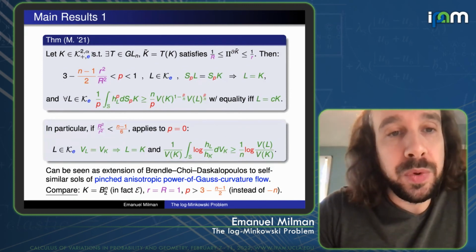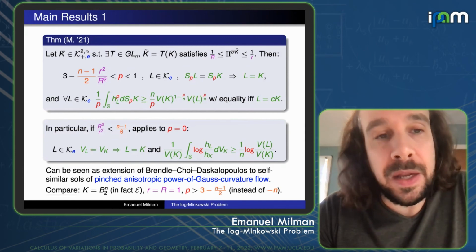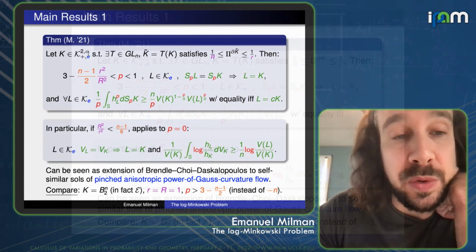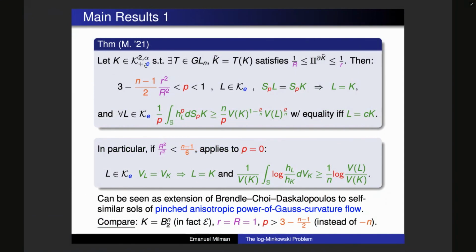Our first new result says that if you have a C2 alpha smooth, strictly convex, origin-symmetric convex body, such that you can find a linear image of it whose curvature is pinched, so the principal radii of curvature are pinched between little r and capital R, then you can give a positive answer to the uniqueness question for the even Lp Minkowski problem. But for which range of p's? You can go below 1. How far can you go?